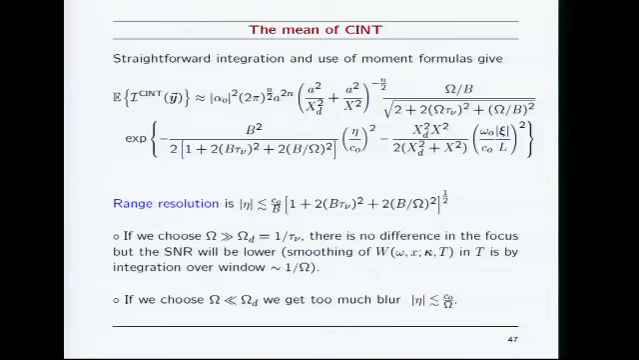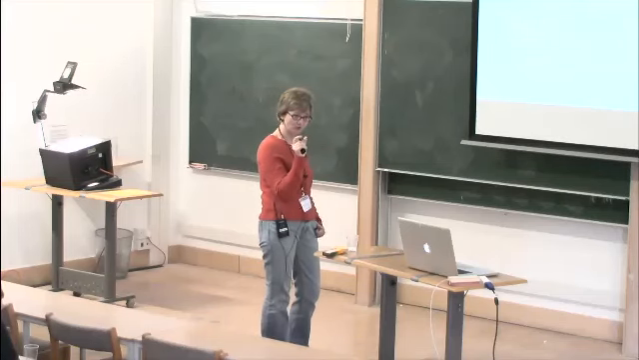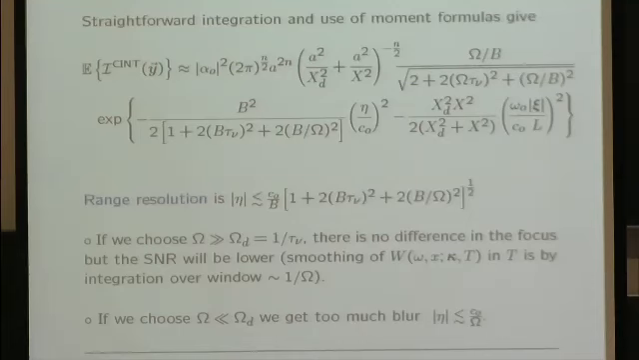So let's look at the range resolution. The range resolution is essentially given by this term, which is the standard deviation of this Gaussian here. If you look at this carefully, you can try to analyze the effect of the parameter omega that you chose to determine the size of the windows that we used in the coherent interferometric method. So you can see how you should choose omega in order to improve the focus, for example.